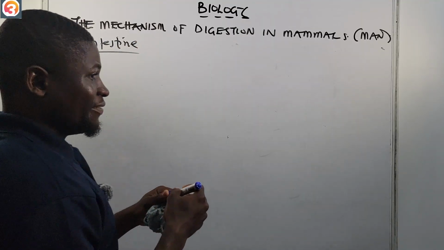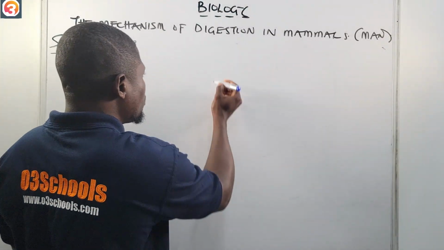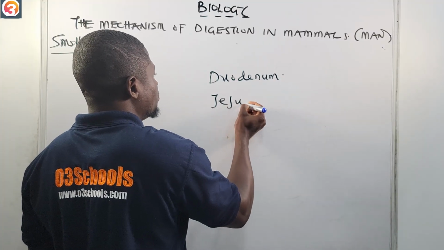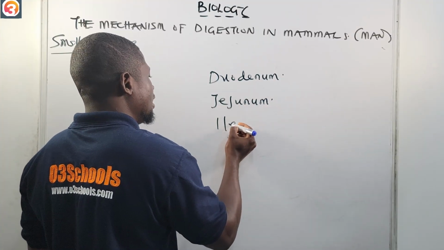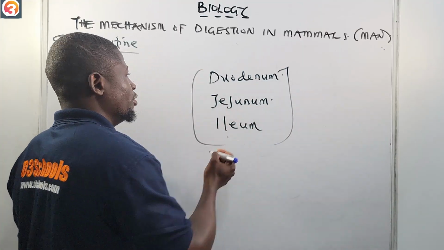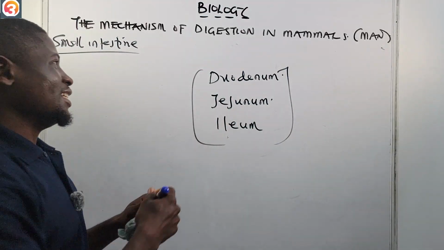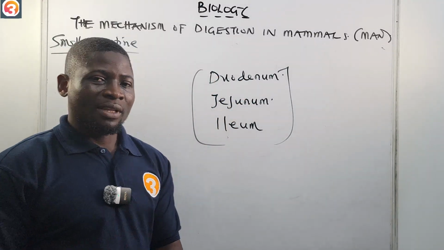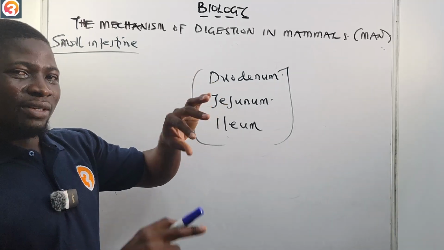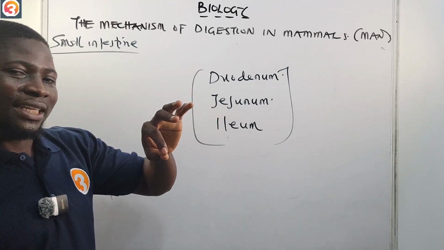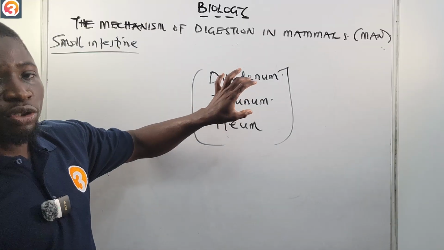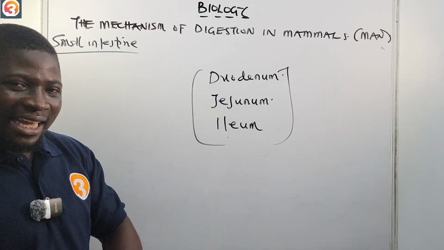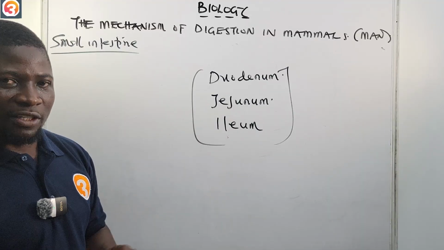The small intestine is divided into 3 major parts. We have the duodenum, the jejunum, and then the ileum. These are the 3 parts of the small intestine. The duodenum is like the entrance from the stomach to the small intestine. The jejunum is the middle part of the small intestine, while the ileum is the final part, the end of the small intestine.